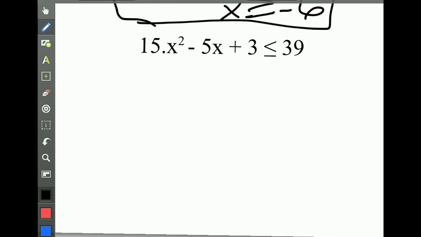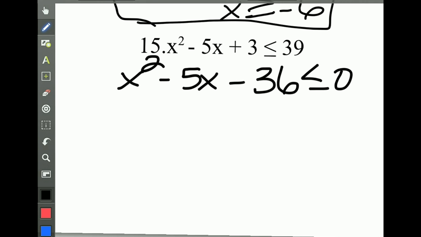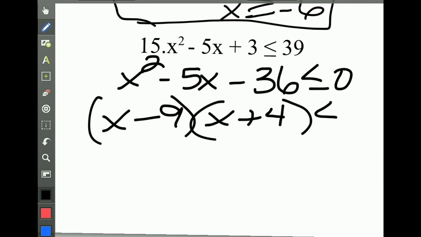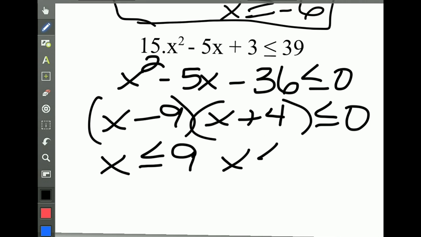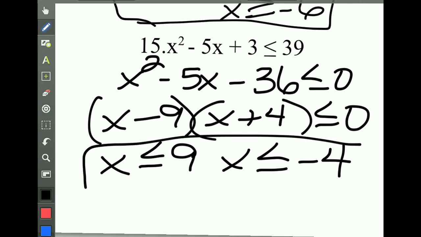Going to have exactly the same solutions on number 15, because it's the same problem. The only thing that changed is changing it to an inequality. Minus 36 is less than or equal to 0. x minus 9 and x plus 4. So x is less than or equal to 9 and x is less than or equal to negative 4.